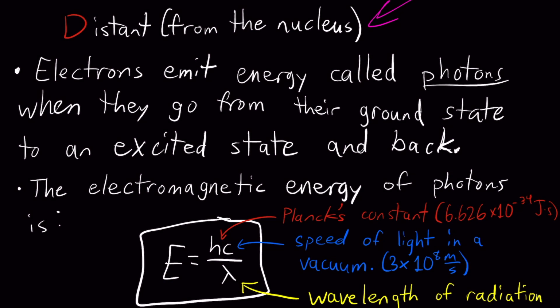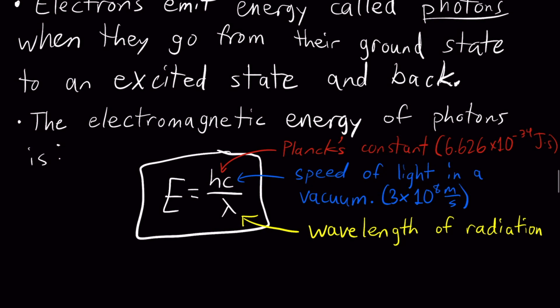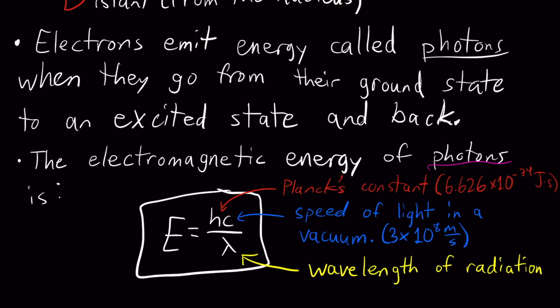Electrons emit energy called photons when they go from their ground state to an excited state and back. So here's the electromagnetic energy of photons. E is the energy, equals h, Planck's constant again, c is the speed of light in a vacuum, 3 times 10 to the 8th meters per second, and then you get the wavelength of radiation right here.